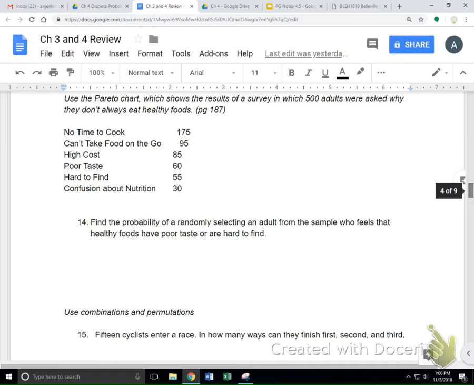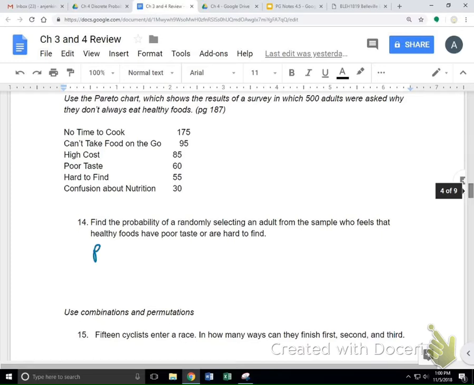Again, you'd be able to see that this was on a Pareto chart if we actually had the pictures from the book. I included it there in case you wanted to look at it, but instead I just typed the data. And now we are looking to find the probability of randomly selecting an adult from the sample who feels that healthy foods have poor taste or are hard to find. It's not an excuse, you should still eat healthy.